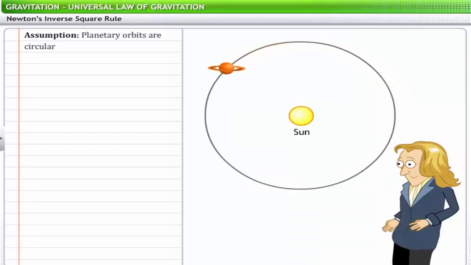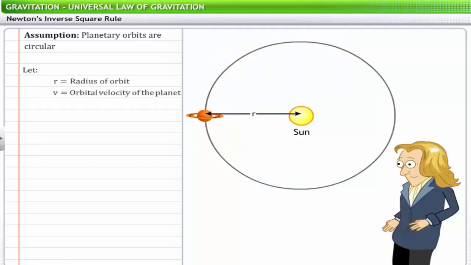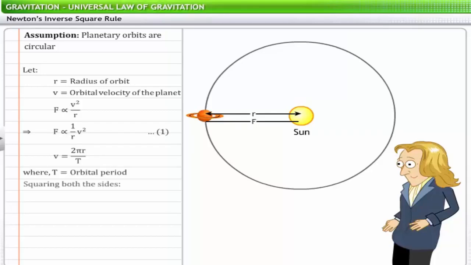If a planet revolves around the Sun in a circular orbit of radius r with a velocity v, also referred to as the orbital velocity of the planet, then the force on the planet is F proportional to v square divided by r. Let's call this equation 1. The orbital velocity of the planet v is equal to 2 pi r divided by T, where T is the orbital period of the planet. Squaring both the sides and simplifying, we get equation 2. v square is equal to 4 pi square r square divided by T square.